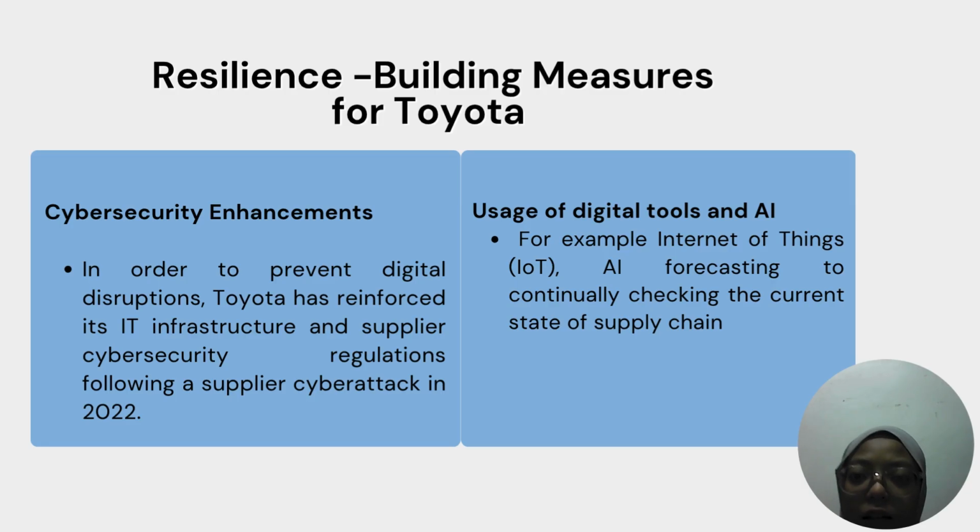This slide is about resilience building measures for Toyota, for example security enhancement and usage of digital tools and AI. This one is cybersecurity, to prevent digital disruption and prevent supplier cyber attacks in companies. The other is usage of technology tools and AI, for example Internet of Things, to forecast and continually check the current state of the supply chain in companies, so that this can make the company more efficient.